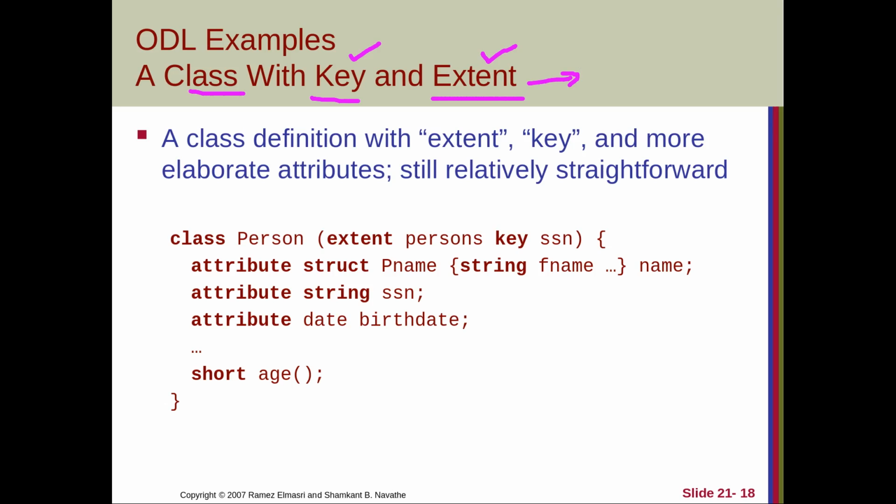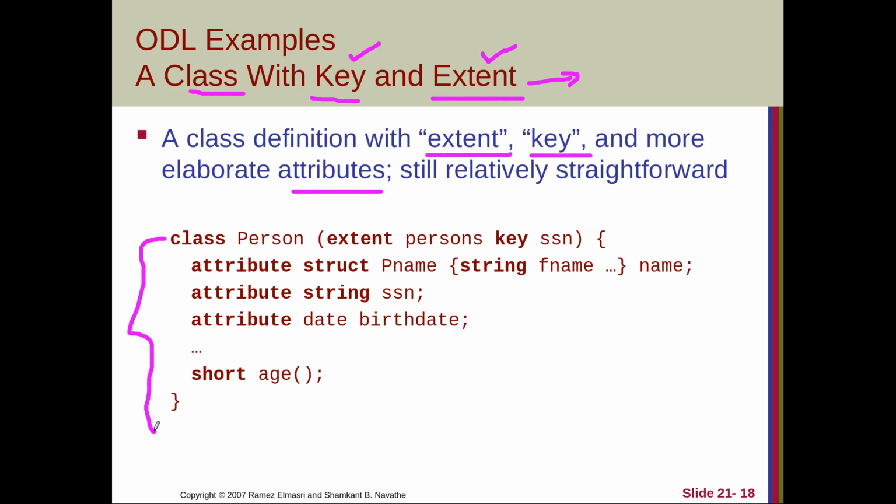Like in the previous session, we have seen all employees. We have given an extent name called all employees, under which all the employee objects are specified. So we need to specify an extent name for specifying the group of objects, the group name for all the objects belonging to that category. So a class definition with extent, key and more elaborate attributes we will discuss.